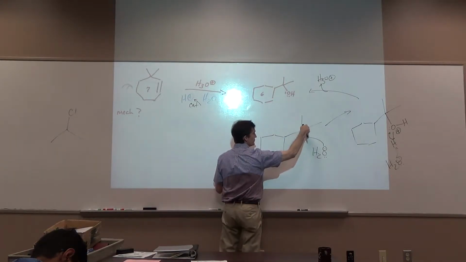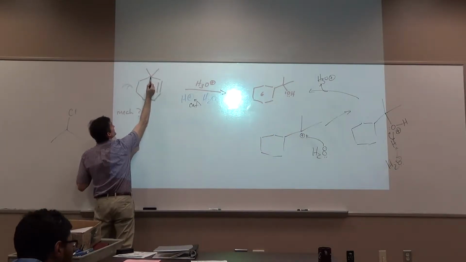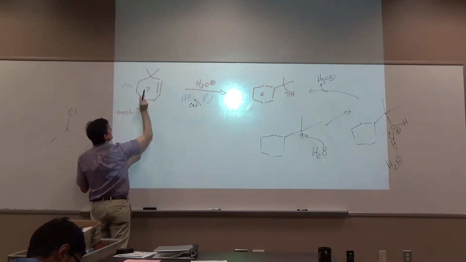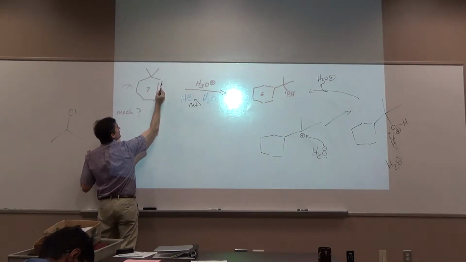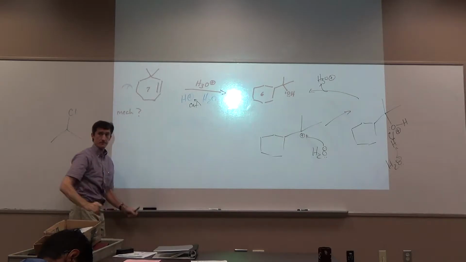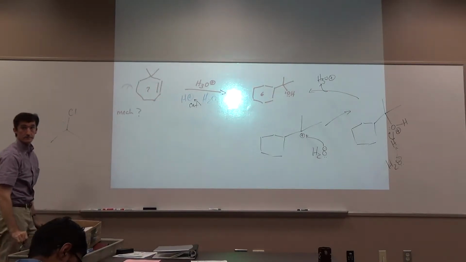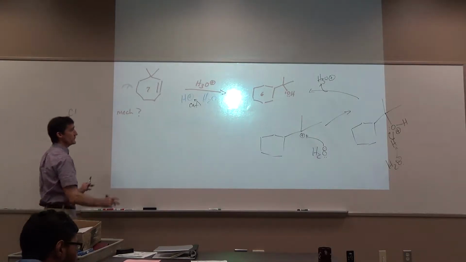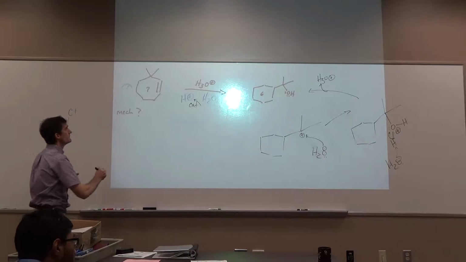Cation on a carbon with 2 methyls. There's a carbon with 2 methyls. Somehow we want a cation there, maybe? Well, I'm thinking if we want a cation there, let's form the initial cation up top, so then we can rearrange it to there. Let's see how that goes. See if we can get there. One step at a time. Maybe that doesn't get us there, but let's explore it.